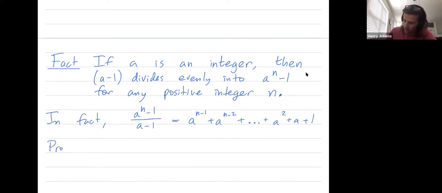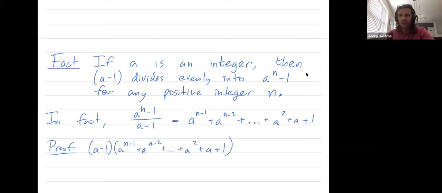Okay. And let's maybe sketch the proof. Let's just take A minus 1 and multiply it by A to the n minus 1 plus A to the n minus 2 plus dot, dot, dot, all the way down to A squared plus A plus 1. So when I multiply this out, first I get A to the n, and then I get minus A to the n minus 1.